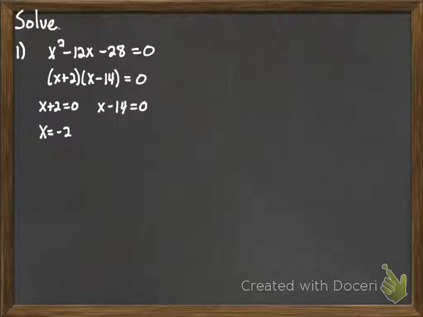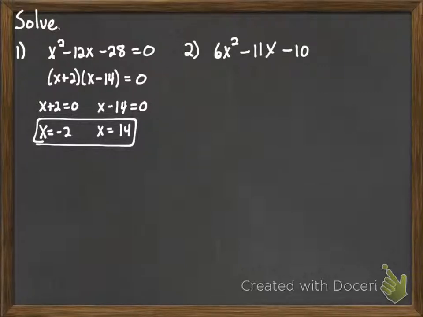X plus 2 equals 0, we subtract 2 and get x equals negative 2. X minus 14 equals 0. We add 14 to both sides and we get the solution x equals 14. So we have our two solutions. Okay. And so let's move on now to a second example.